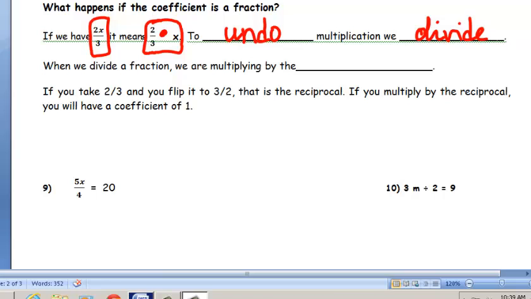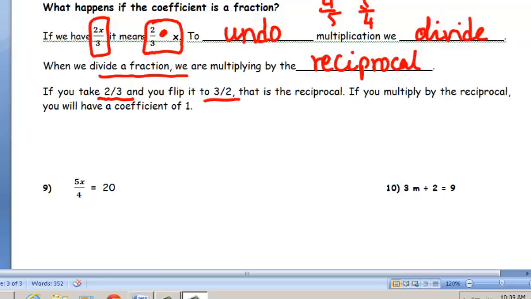Now, we also learned that when we divide a fraction, we are multiplying by the reciprocal. Remember, the reciprocal of 4/5 is 5/4, and so on. So we have to multiply by the reciprocal. Remember that keep, change, flip? Now, if you take 2/3 and you flip it to 3 over 2, that is the reciprocal. If you multiply by the reciprocal, we always get a coefficient of 1. And remember, our goal is to get one variable to one side of the equation. So it works out for us.